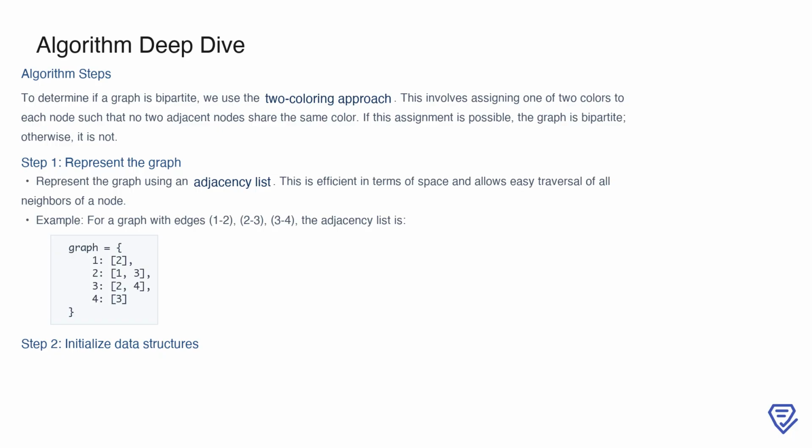For example, if the graph contains edges like 1 to 2, 2 to 3, and 3 to 4, the adjacency list representation would look like this. Node 1 connects to Node 2, Node 2 connects to Nodes 1 and 3, Node 3 connects to Nodes 2 and 4, and Node 4 connects to Node 3. With this representation, we can now proceed to initialize the necessary data structures for our algorithm.